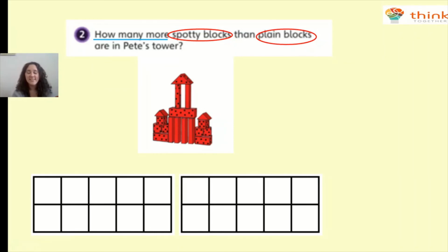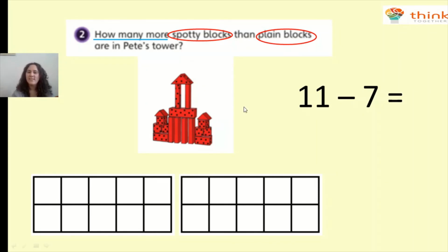Well done, that's the number sentence we need. 11 take away 7. So that's the 11 spotty blocks, and we want to see how many more spotty than plain blocks there are. So we need to take away the 7 plain blocks. Right, now that we've got our number sentence, let's work out the answer.